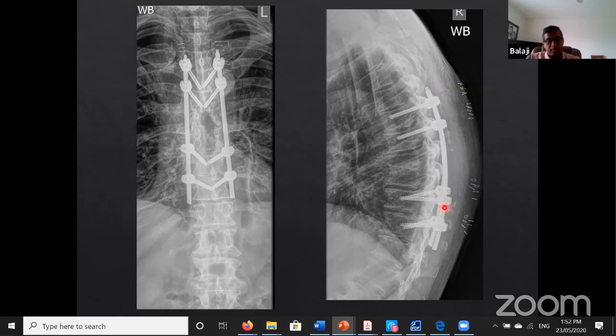So this was a minimally invasive stabilization done 2 levels above and 2 levels below, and a localized decompression at that level. And he did well. At 6 months follow-up, he does not have any neurological deficit. He's mobile independently.